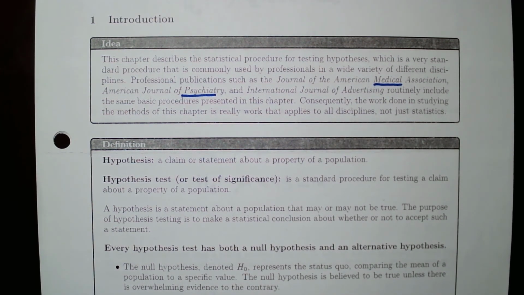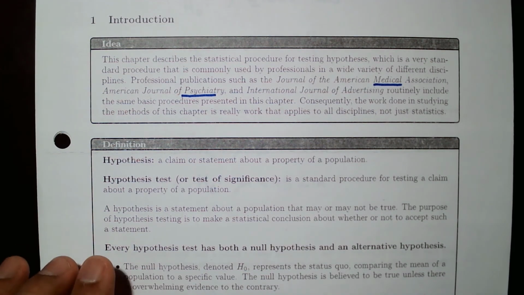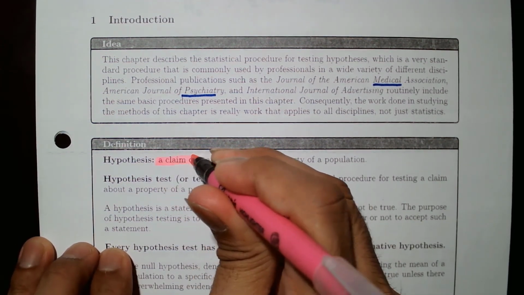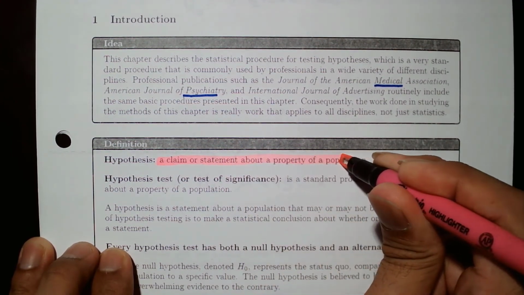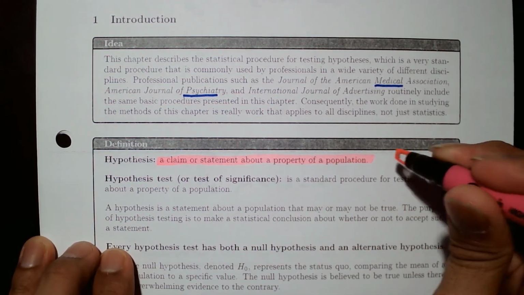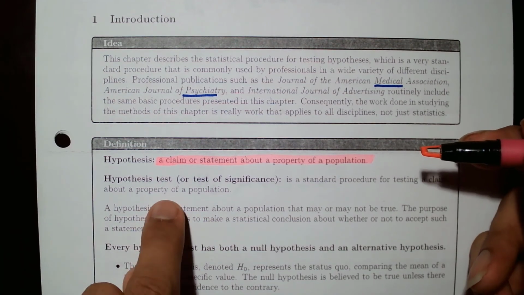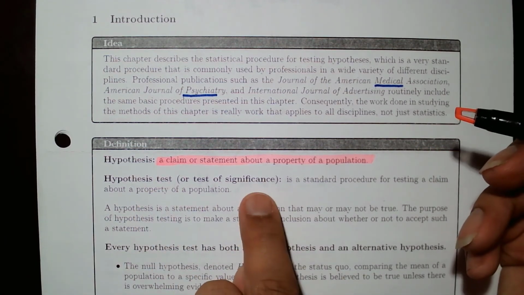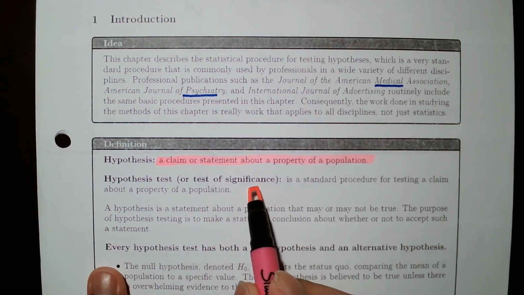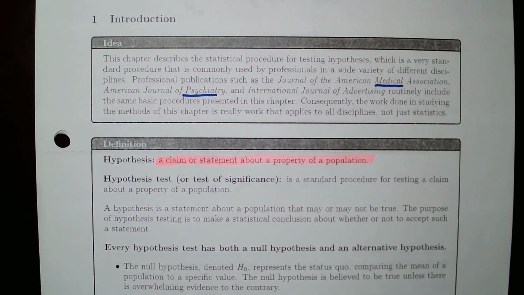Well, number one, let's go over some definitions. Hypothesis. What is a hypothesis? It's a claim or a statement about a property of a population, and the hypothesis test, or sometimes you call it a test of significance, is the actual procedure of testing that claim of a property of that population.